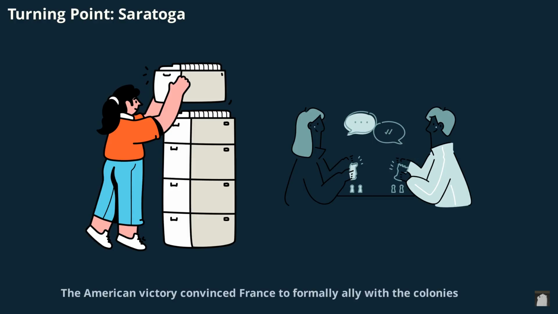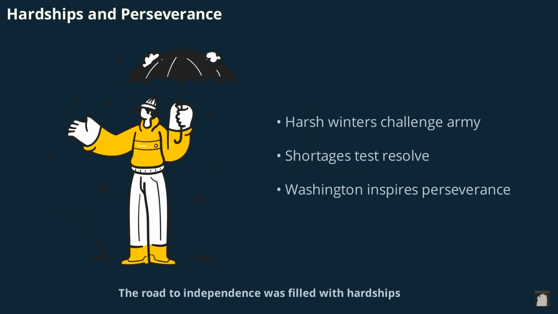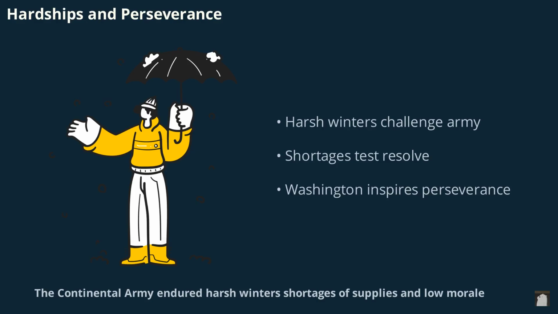The American victory convinced France to formally ally with the colonies, providing much-needed military and financial support. This alliance shifted the balance of power and gave the Americans a real chance at winning their independence. The road to independence was filled with hardships. The Continental Army endured harsh winters, shortages of supplies, and low morale.